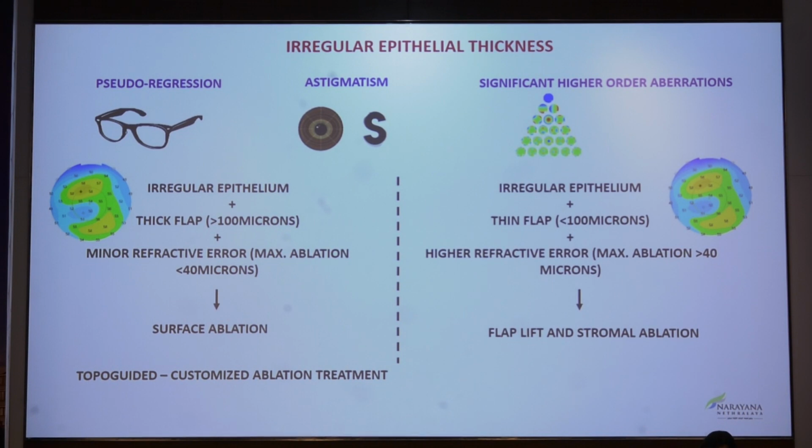Basically, when you look at refractive error, you are looking at the maximum ablation thickness in combination with the flap thickness. In a thicker flap with a lower ablation depth, you can go ahead with the surface ablation procedure. In a similar scenario, but if the flap is thinner and your ablation thickness is higher, it's basically the combination of the flap thickness and the ablation depth. If that is not compatible, then you'll have to go for a flap lift and stromal ablation.